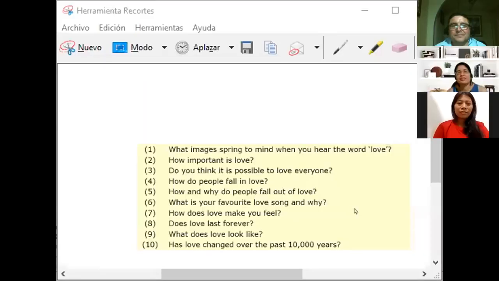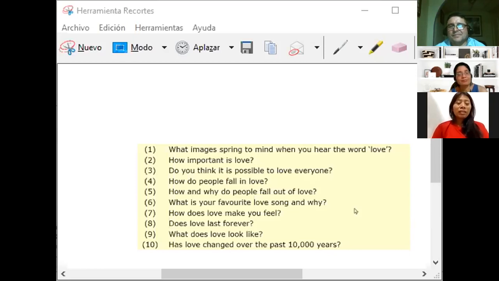It's about love, the word love. It's not a specific song. How important is love for you? Yes, it's very important. I think if we want to be in peace in our home, you have to love and forgive.